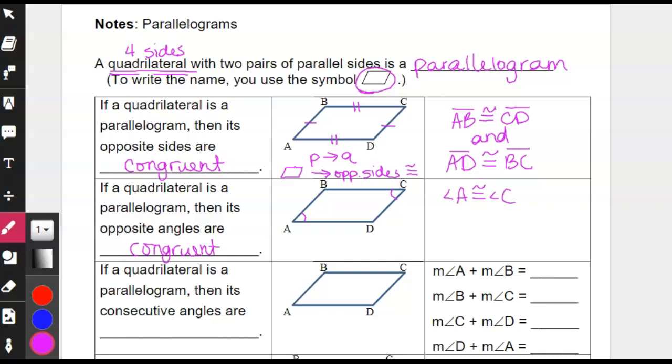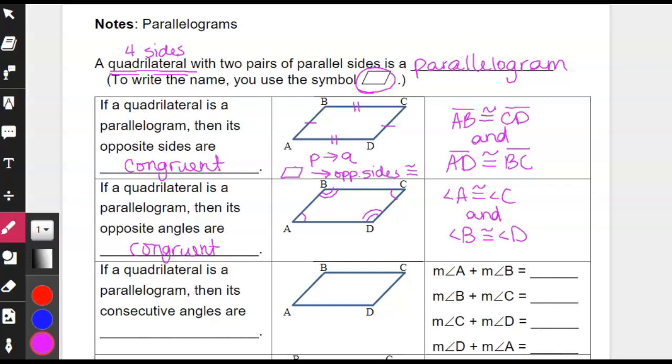Again, we're talking about the figures. We're not talking about their degree measurements in the numbers, we're talking about the actual figures, so they're congruent to each other. And the other pair of angles that are opposite of each other are congruent to each other. So angle B and angle D are congruent to each other. Angle B is congruent to angle D. Does it matter which order I write these in? Absolutely not.